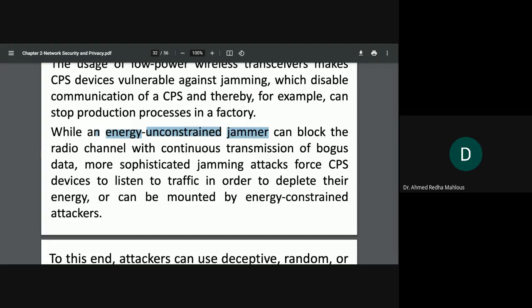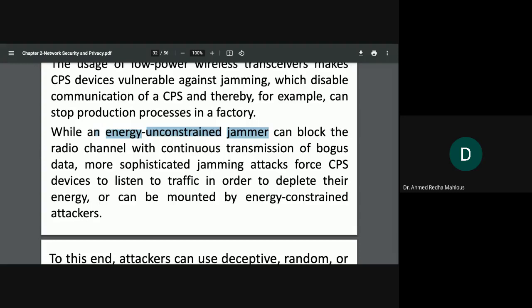Let's suppose every 10 seconds they will listen to the communication. Just by listening to the communication, they are consuming energy, because they are doing some effort. Because of that continuous jamming, the channel will never be free, and you will continuously go between sleep and listen, sleep and listen. At that moment, you are depleting your energy, and this is the objective of the attacker.